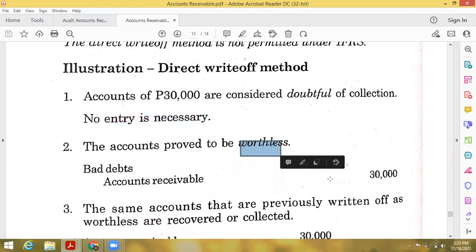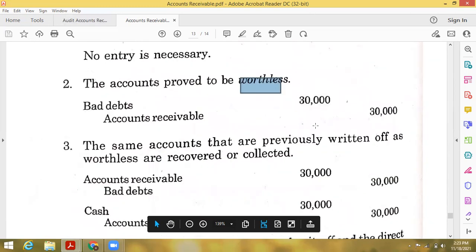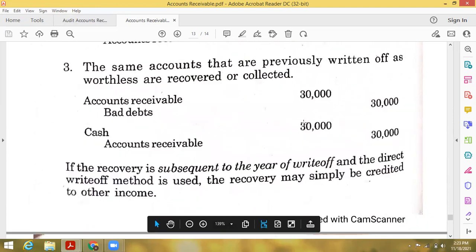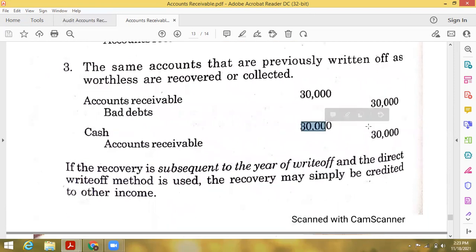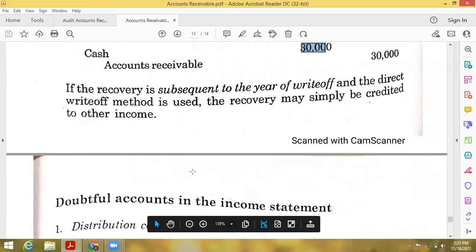Bad debts and accounts receivable 30. Pag na-recover natin yung worthless na, ibabalik natin siya sa receivable and then sa cash. Tsaka natin i-credit yung receivable. If recovery is subsequent to the year of write-off, direct write-off method is used. Recovery may simply be credited to other income.